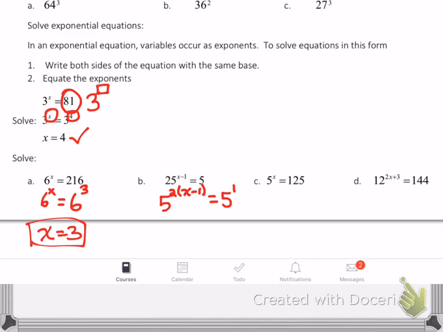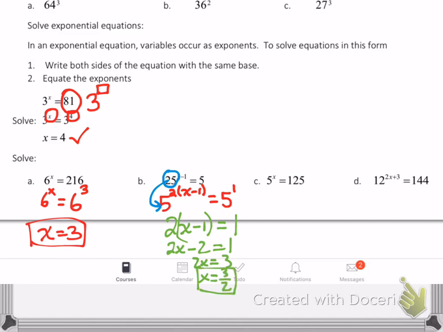So 25 can be broken down to 5 squared, right? Now the squared is going to join the exponent that's already there and be multiplied by it as a group. So it's going to be 5 to the 2 times the group x minus 1 is equal to 5, or 5 to the 1st power. And so now that we have the same bases, we have 2 times x minus 1 is equal to 1, and then distribute that, so I get 2x minus 2 is equal to 1, 2x is equal to 3, x is equal to 3 over 2. So I do get a fraction there.